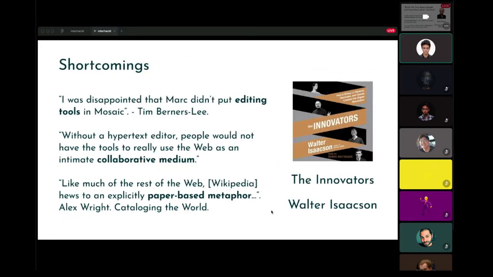So of course, now we're talking about the shortcomings of the web and hypertext in general. So the creator of the web, Tim Berners-Lee, was complaining about some of the decisions that happened in the 90s coming from the browsers, for example. And one of the things was that they didn't put editing tools in the browser. So the web was thought, conceived as a collaborative medium, something to help people build stuff together, which is actually the theme of this hackathon, how to make and understand things together. And then the other problem noticed by the author of Catalog in the World, the first book that we reviewed here, is that we are still tied to the paper-based metaphor. So when thinking about future user interfaces, this is something to keep in mind as well.